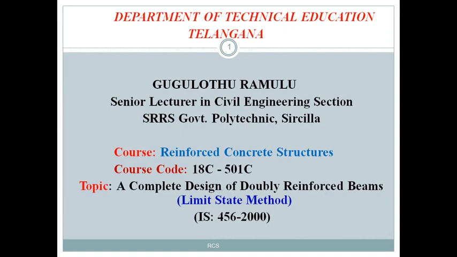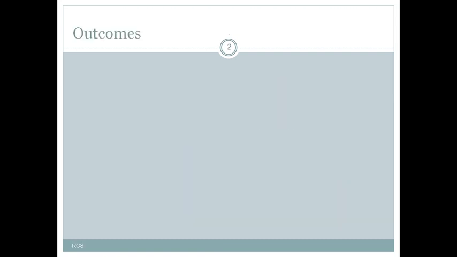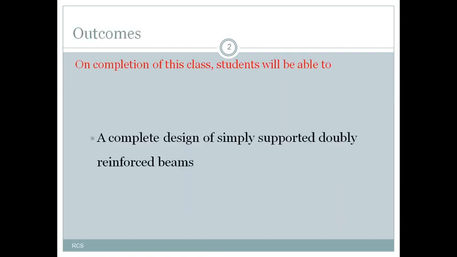In this class, I am going to discuss a complete design of a doubly reinforced beam in the limit state method as per IS 456-2000. So let us see what the outcomes of today's class are. After completion of this class, you will be able to design on your own a simply supported doubly reinforced beam.